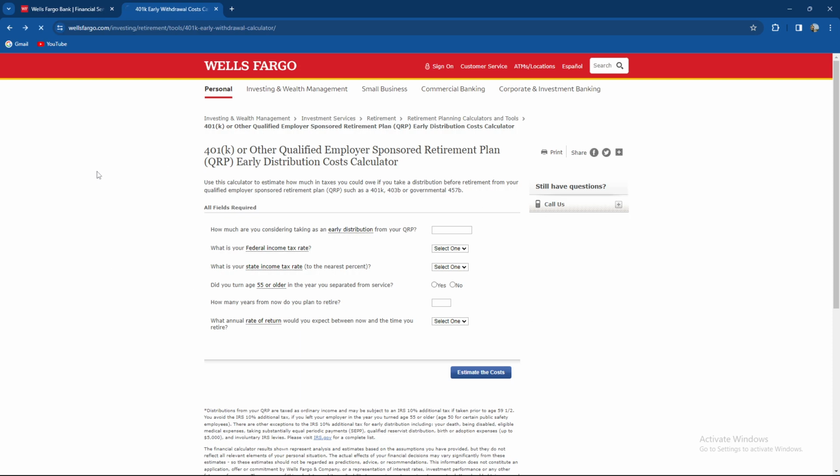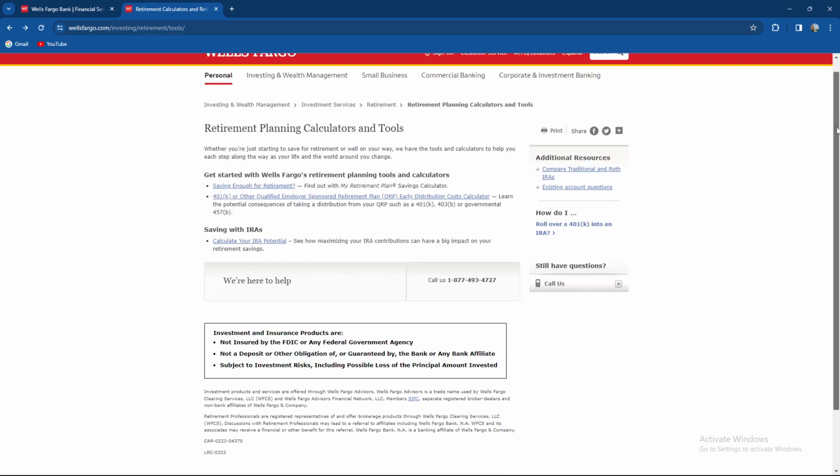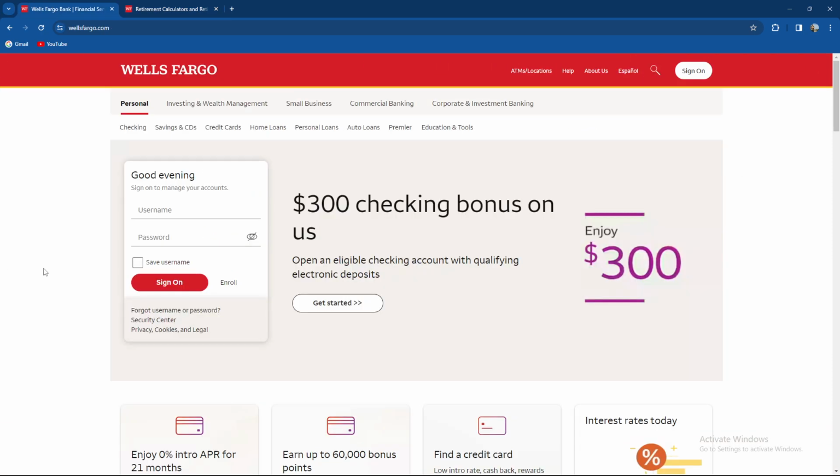So basically, you can plan out your retirement funds with Wells Fargo easily using their retirement tools.